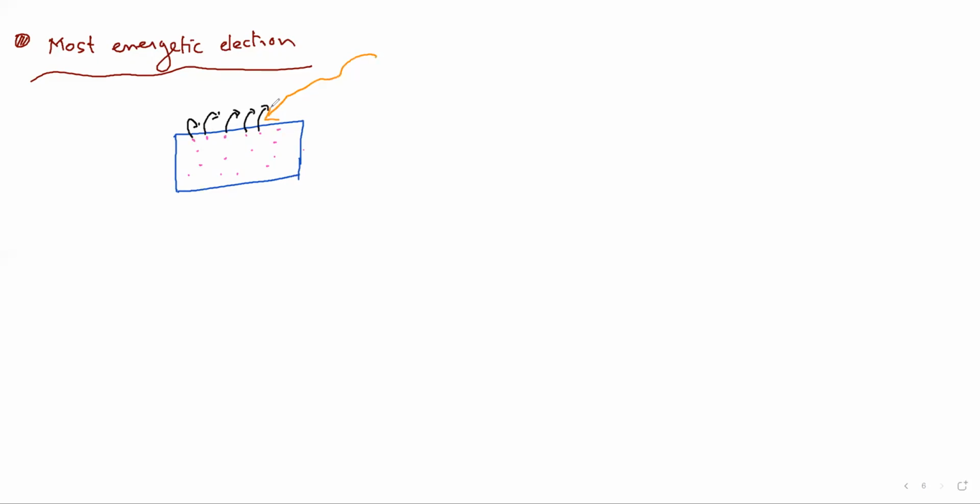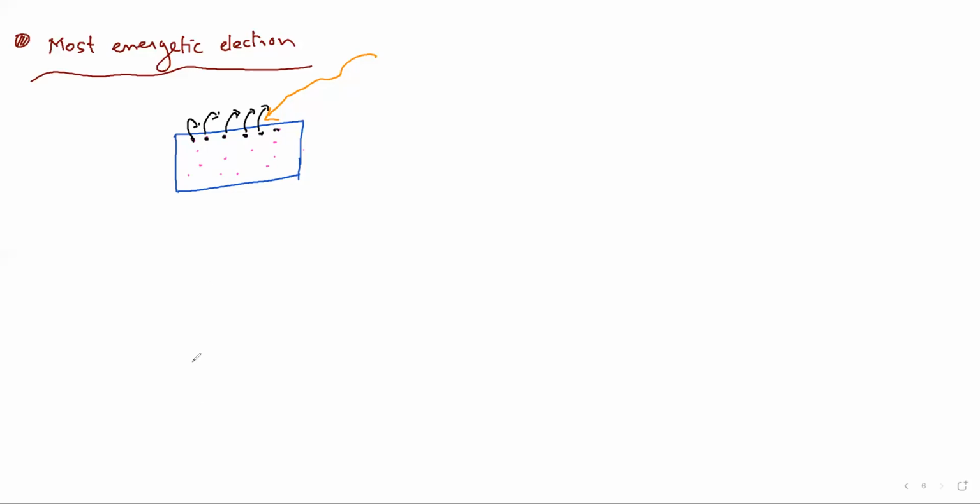After removal, this electron can take part in a chemical reaction. That's why these electrons are called most energetic electrons. Most energetic electron means surface electrons, those located at the metal surface. Why are these called most energetic electrons? After striking of any light source or any energy source, this electron can be removed from the metal surface easily and can take part in any chemical reaction. Is it clear?